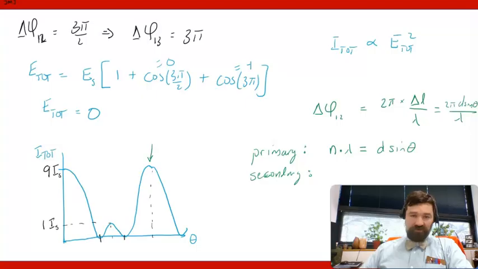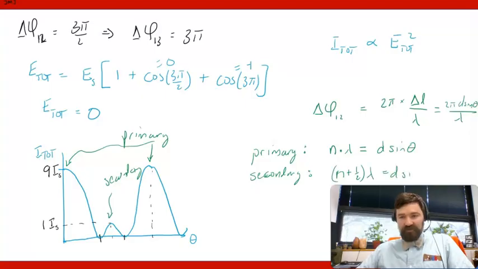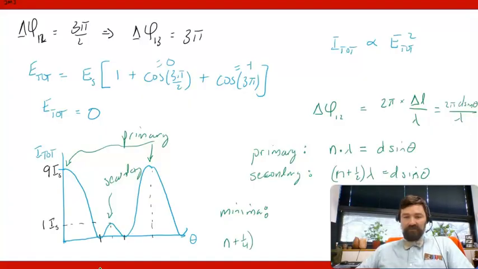Secondaries, these again are the primaries, and the secondary is the little peak. So this is the secondary. Secondary becomes essentially n plus a half times lambda is equal to d sine of theta. The minima are occurring at essentially n plus 1/4 or n plus 3/4 times lambda is equal to d sine theta. Okay, so that's where your minima are actually located.